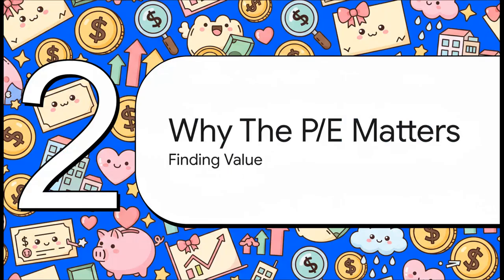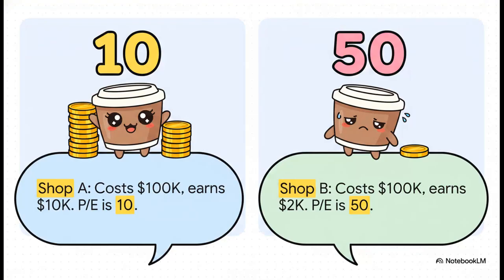Make sense? Section 2. Why the PE ratio matters. Finding value. Think about it like you're buying a local business. Imagine you're walking down the street and you have the opportunity to buy one of two coffee shops. Coffee shop A costs you $100,000, and it brings in $10,000 in pure profit every year. Now, coffee shop B also costs $100,000, but it only generates $2,000 in profit a year. Which one are you going to buy? Obviously coffee shop A, right? It earns way more money relative to its price tag.